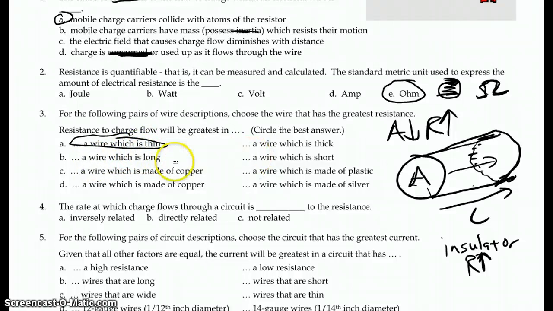Wire which is long, wire which is short. Again, the long trip is going to be harder, more blocking atoms in your way. Just as the electron needs more energy to get to the end of a longer wire to start with. Copper, plastic. Okay, so plastic's an insulator, so it's going to have a really hard time getting through the plastic. Copper versus silver. So we want the greater resistance.